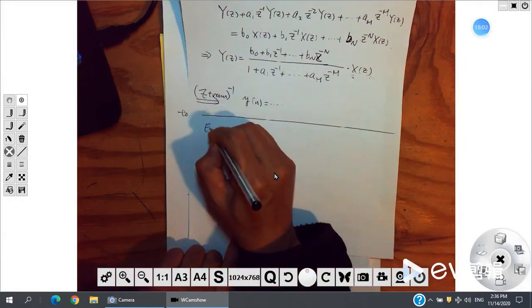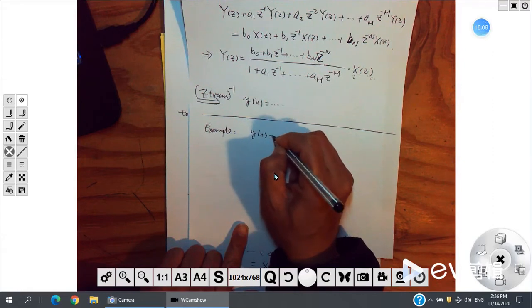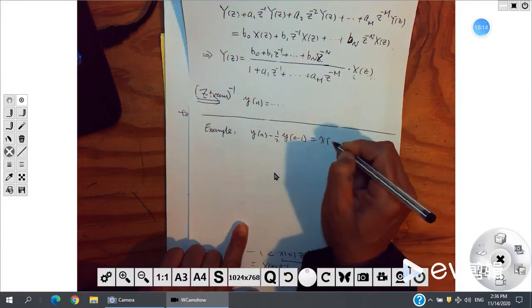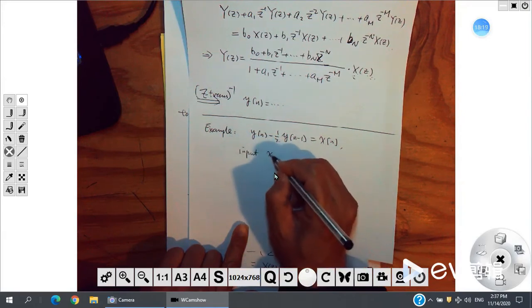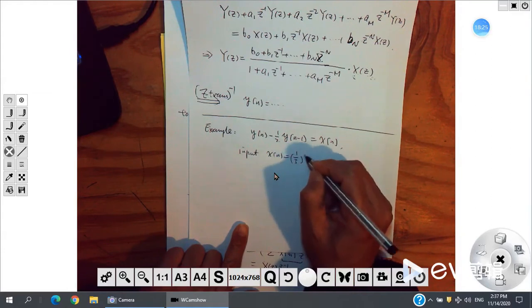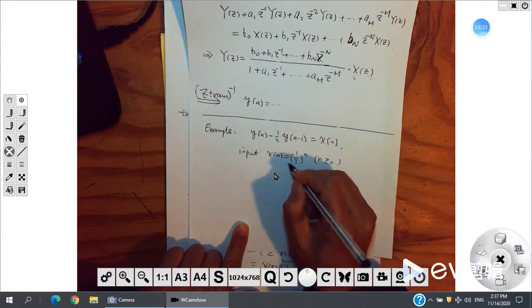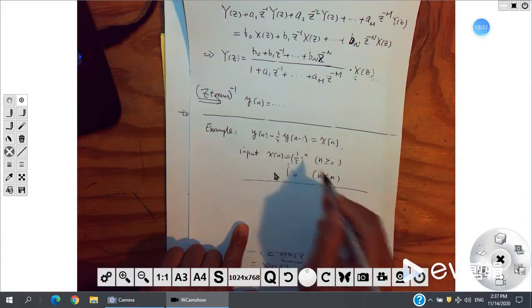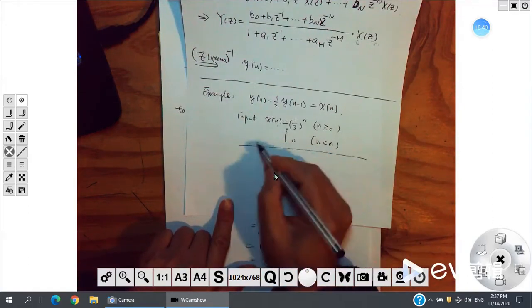Example. I have y of n minus 1/2 y of n minus 1 equal to x of n, and the input x of n now is, suppose, 1/3 to the n for n positive. That means it is 0 for negative n. Alright, so we have inputted this one, x of n. We want to find what is y of n. Then we can use this formula.